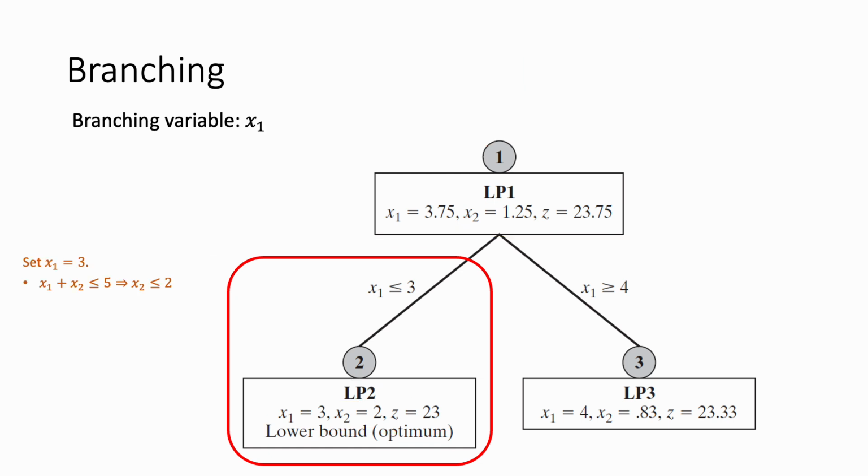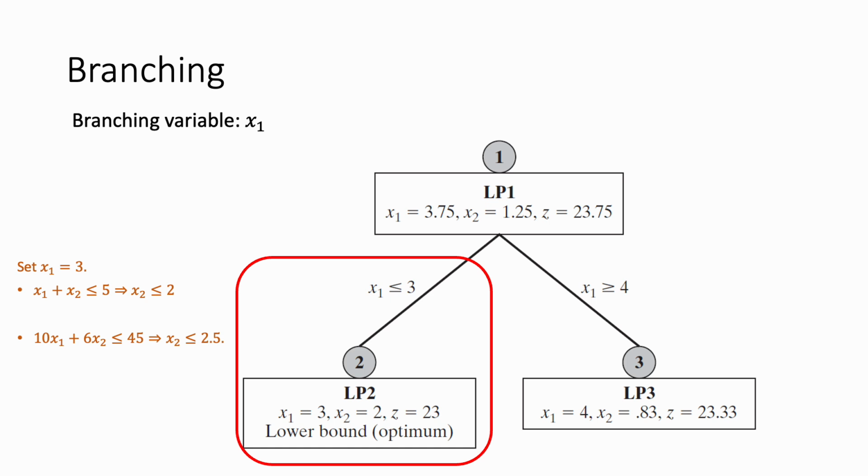Okay, so to verify the result, let us set x sub 1 equal to 3. This is acceptable because for this branch, x sub 1 can be any number less than or equal to 3. Now, consider the first constraint. The first constraint was x sub 1 plus x sub 2 less than or equal to 5. If we substitute x sub 1 equal to 3 there, we get x sub 2 less than or equal to 2.